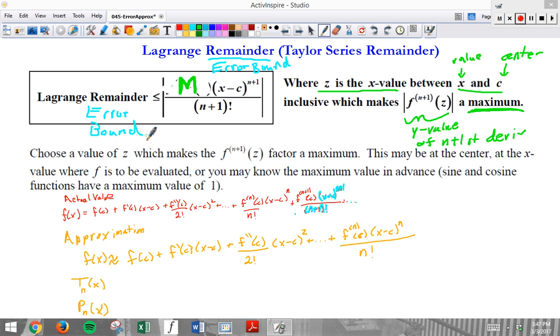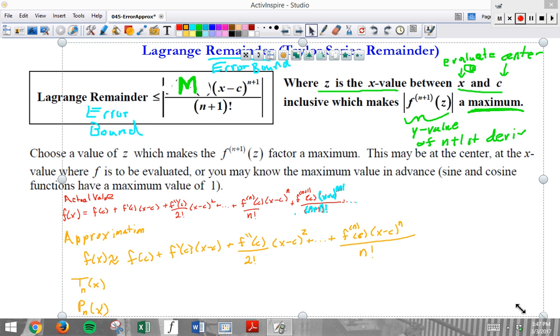So we're going to choose a value which will make this factor a maximum value. It could be the center. It could be the x value where we're going to evaluate. Or some other maximum value in advance. For instance, if I know the nth derivative is sine, or if I know the nth derivative is cosine, I know the maximum value is 1, because I know sine and cosine have really easy maxes of 1 that you need to know.